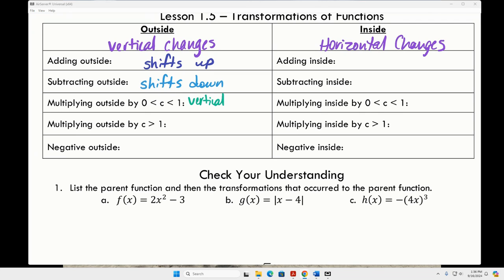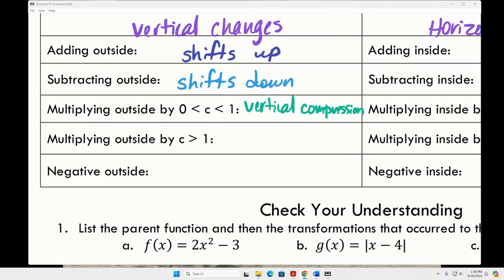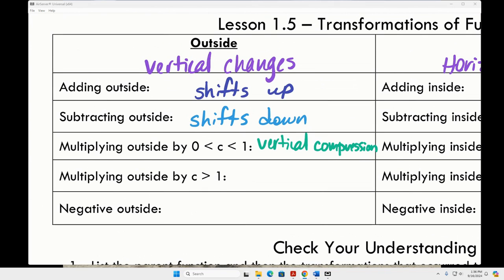And when you multiply by a small number, like a number between 0 and 1, which will be a fraction like 1/2 or 1/3, it's going to be a vertical compression. Barely fit that word in there. Right, when you multiply on the outside by a bigger number, like 2 or 3 or 5, that's going to be a vertical stretch.